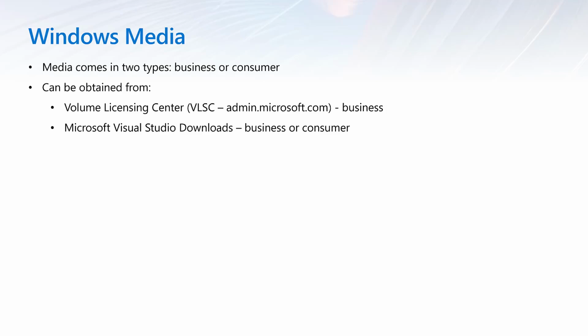The next place to download is from Visual Studio Downloads. So if you have a Visual Studio subscription, and you have access to media within that subscription, you can download business or consumer media. And that's where I get my media. If I want to get the latest build of Windows that has the latest cumulative update, I'll go to Visual Studio Downloads and I'll download that media.